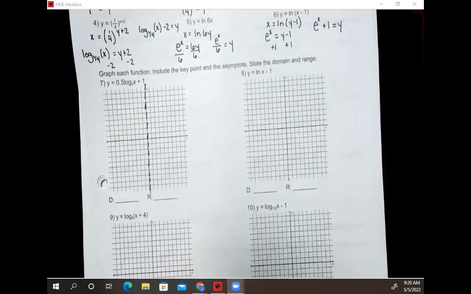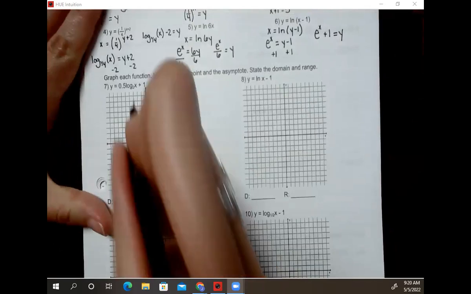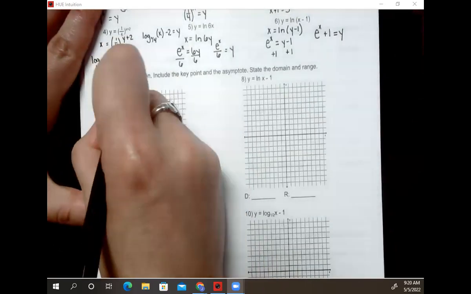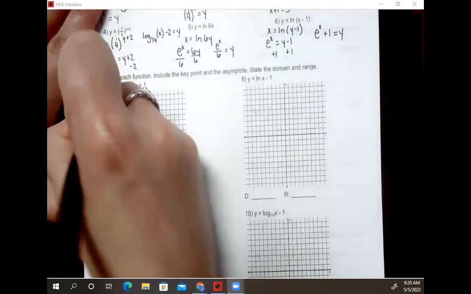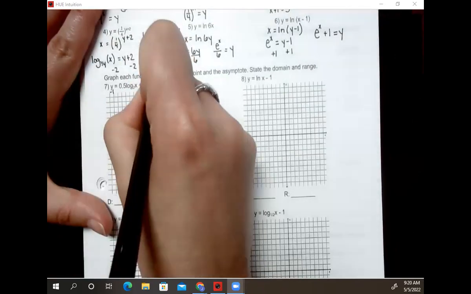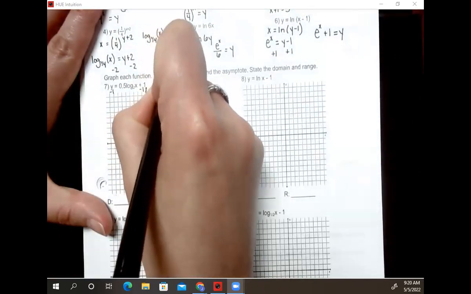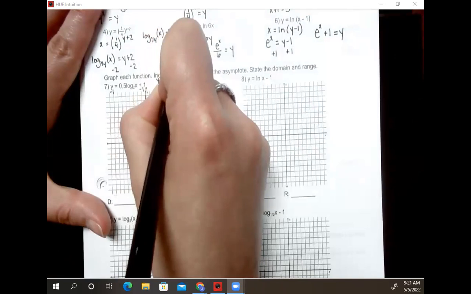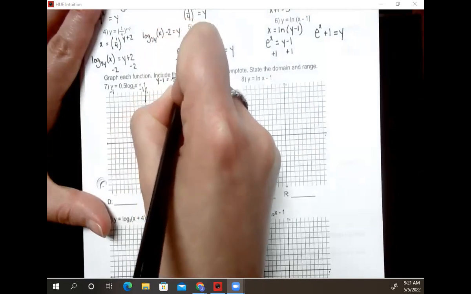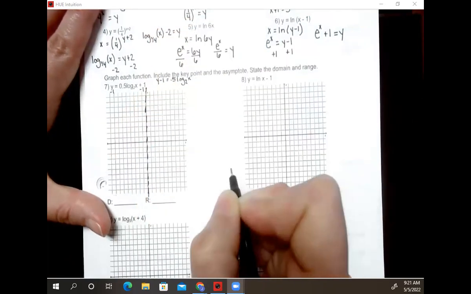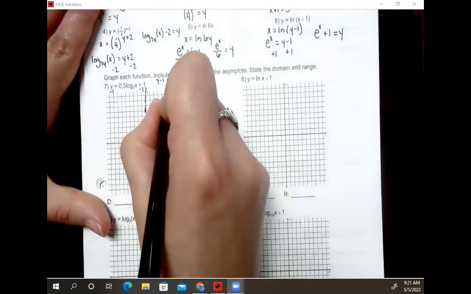I'm not going to go completely to the inverse. I'm just going to rewrite it in its exponential form. So in order to do that, I need the log by itself. So I've got to move this 1 to the other side first. That would give me y minus 1 equals 0.5 times the log base 2 of x. Now I need to move this 0.5 to the other side, so I'm going to divide it.